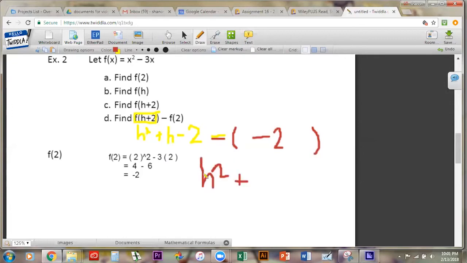H squared as my only squared term, positive h as my only h term, negative 2 minus negative, negative cancel out, make this a positive. Negative 2 plus 2 gives me a 0 on the end, and this is my final answer to D.